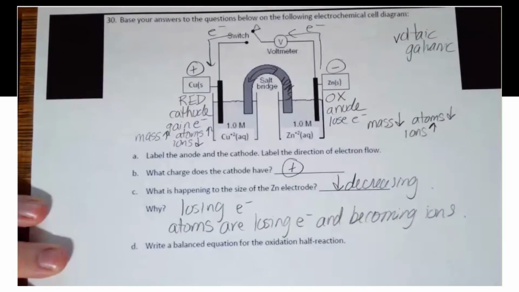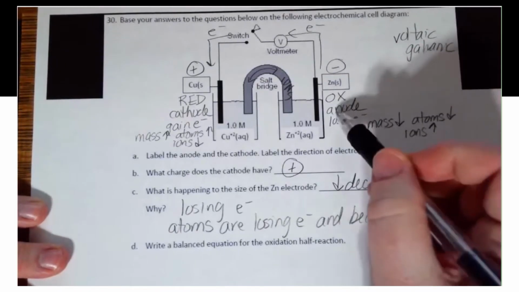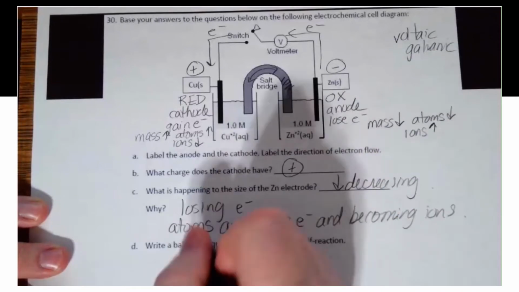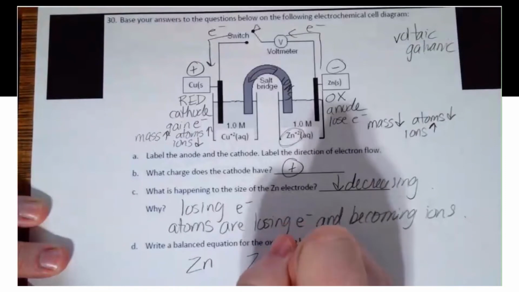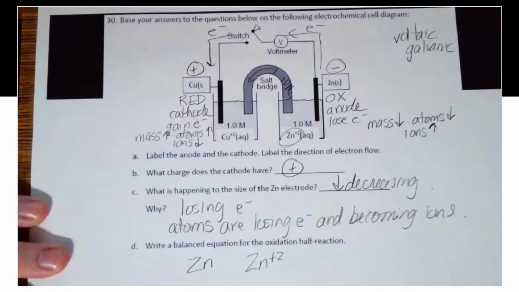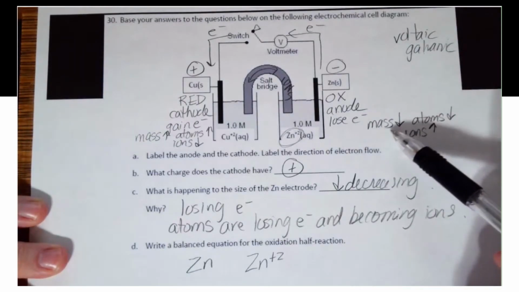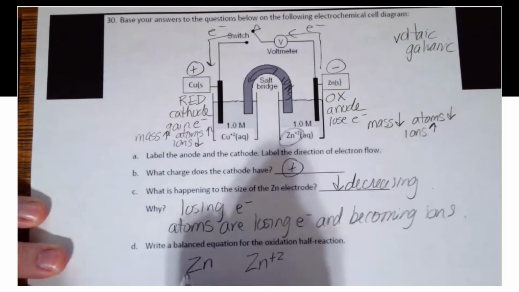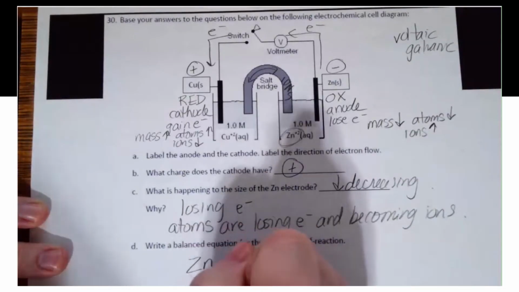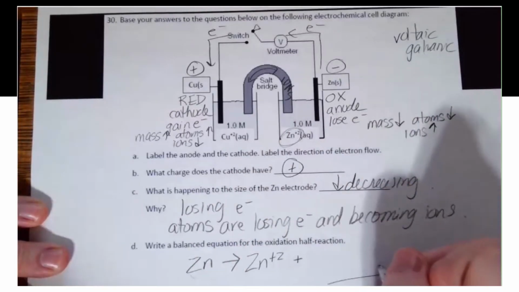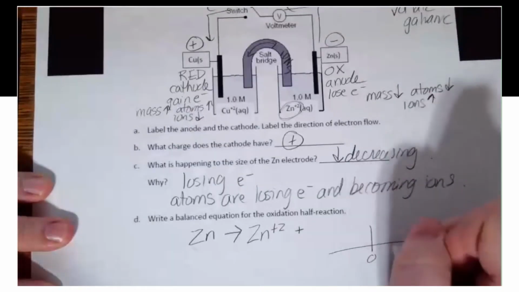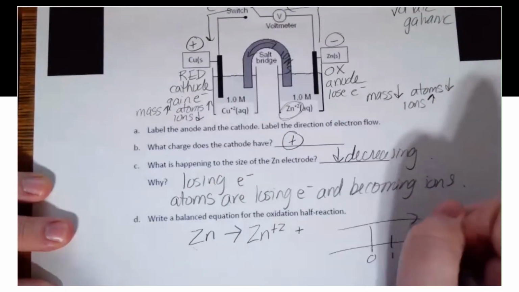Write a balanced equation for the oxidation half reaction. Okay, so oxidation, I have zinc. So I have zinc, and then look right here, it tells me this. I have Zn2+. All right, so if it's oxidation, I'm losing electrons, and the mass is decreasing. So that means I'm starting with zinc like this, and it is becoming a zinc ion, but I need electrons. So you could draw a quick number line, although I'm not sure you need to.